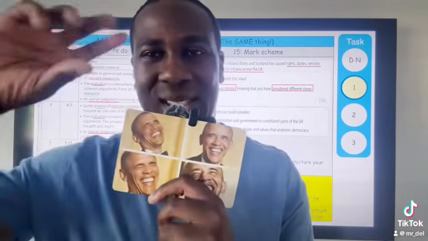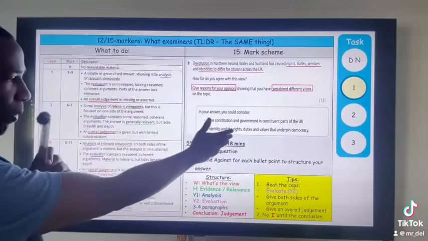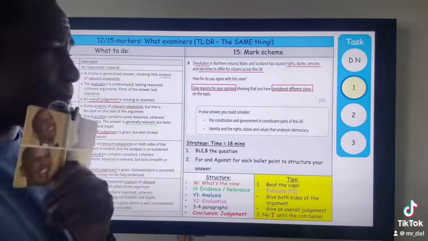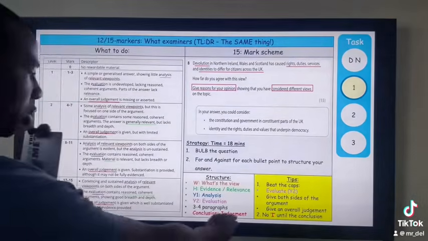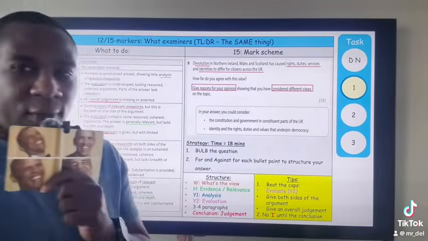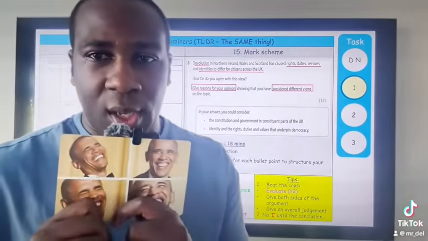For a 10 and a 12 marker, you can get away with 3 paragraphs. Okay, 3 really good, well-structured paragraphs, just 3. The 15 marker, because of the 2 bullet points, it's easier for you to think about a for and against for each of the bullet points. So you see these bullet points here? Just give a for and against for them. There's the structure of your essay. Easy as. And then the conclusion, which is where you give your final judgment.